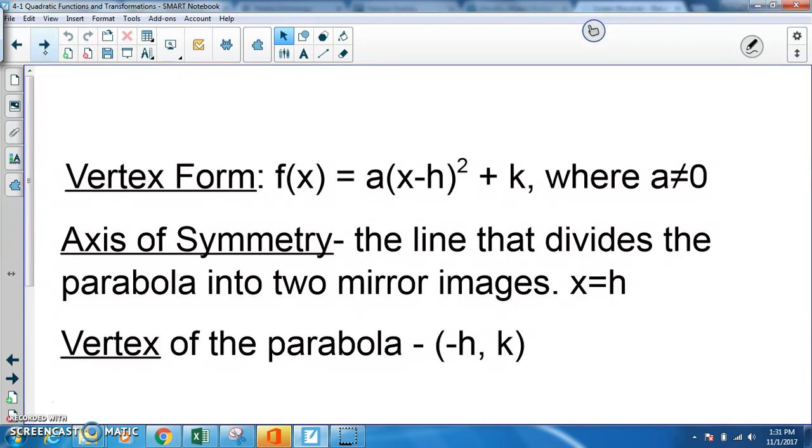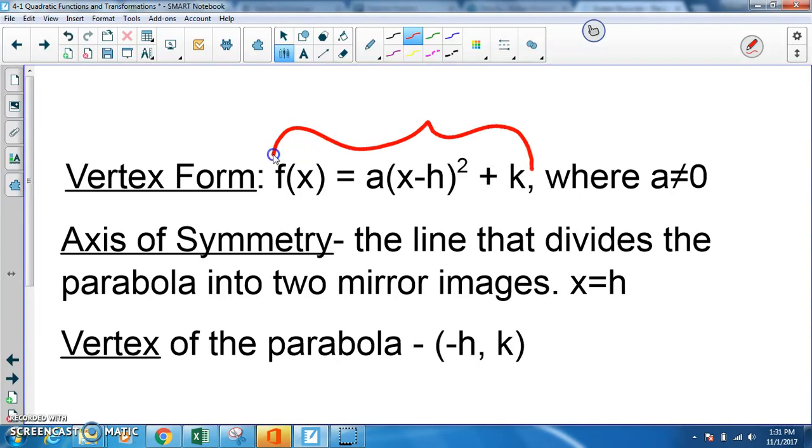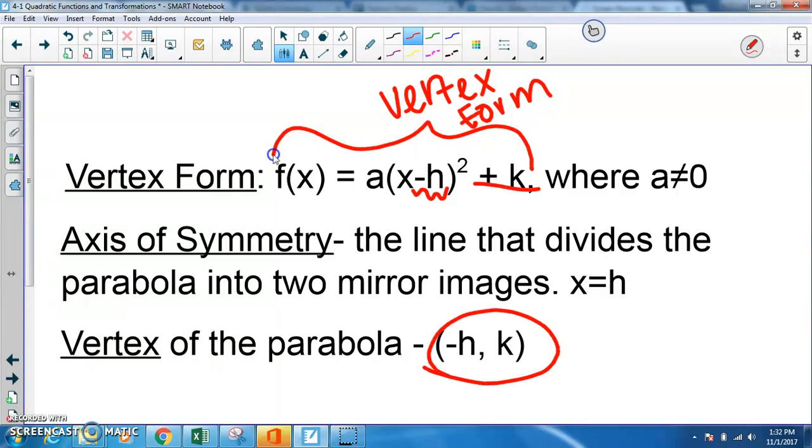So vertex form, we have f of x is equal to a times x minus h squared plus k. A cannot equal 0, and this is what we will be using if we are referring to vertex form. This is called vertex form because we can easily locate the vertex of the parabola. It is opposite of the inside, which we have been saying the entire time. So opposite of h, the outside, k would be our vertex.